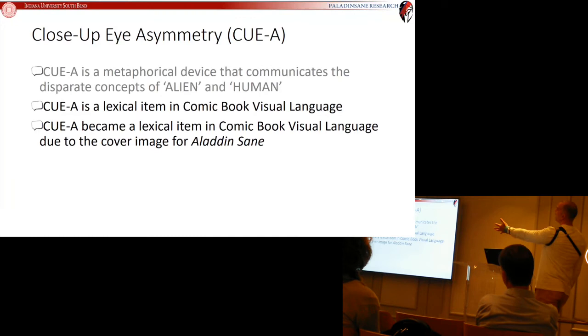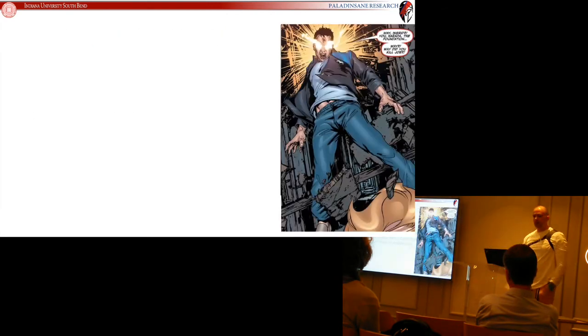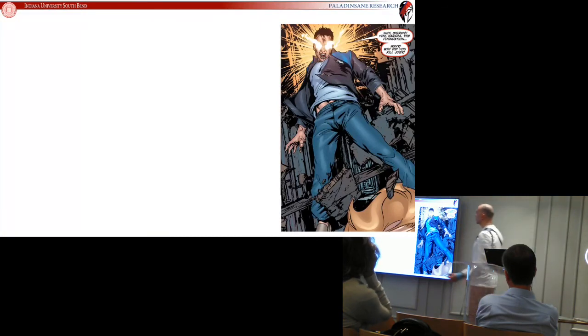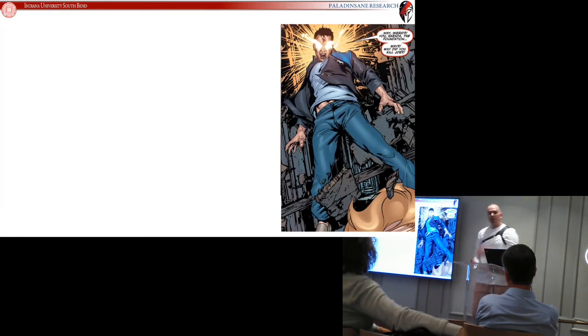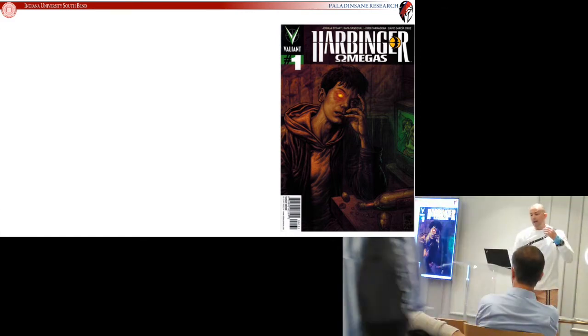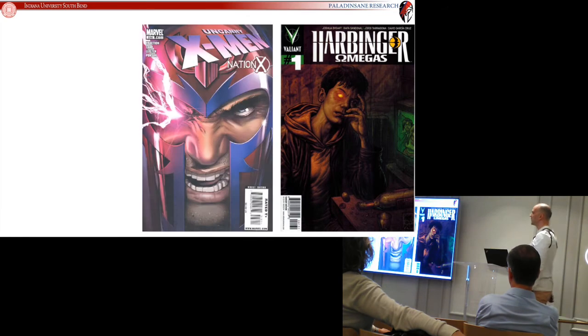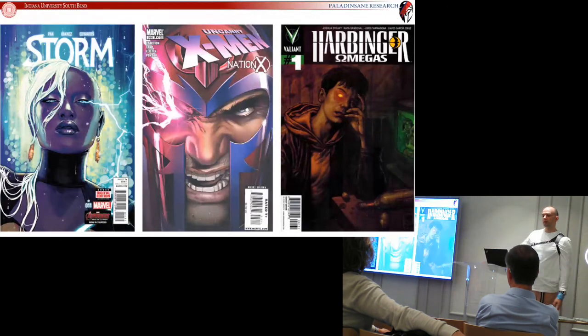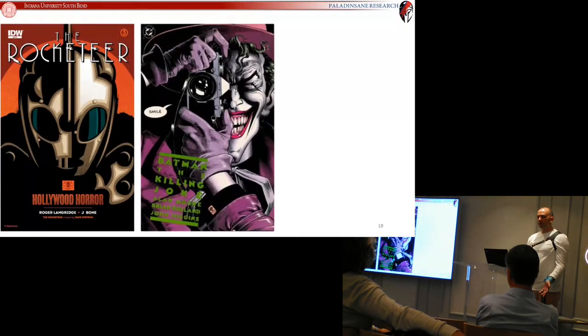And then close-up eye asymmetry is a lexical item in comic book visual language. So here we have a comic book character, Peter Stanchek. He has vast psionic powers, so much so you can see it leaking out of his eyes. And yet on this cover, the artist decided to communicate like us but not like us, so close-up and asymmetry around the eye. There's no reason the other eye shouldn't be lit up except to communicate that idea. And this is found in comic books over and over again. So here we have Magneto, same device. Storm, same device. You can do it with powers. You can do it with light and shading. You can do it with the composition and placement of images.